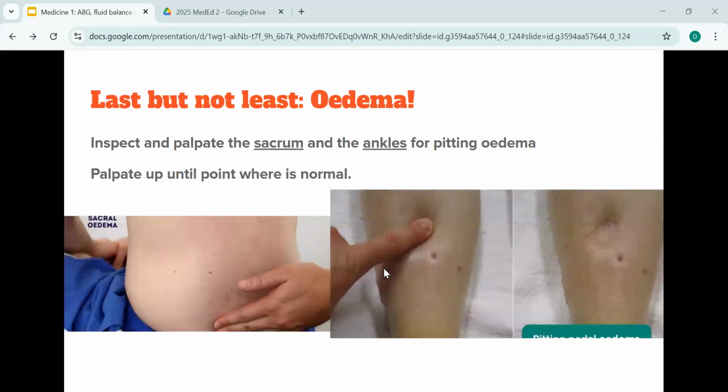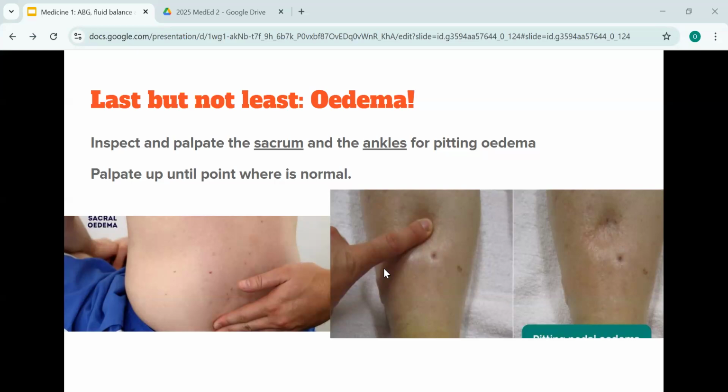Last but not least, we are going on to edema. So both sacral and ankle edema are really important to assess. See whether there's edema and check whether it's pitting or not. And it's really important that you find the level to which it rises to, because clinically, a more elderly individual who spends a lot of their day sat down in a chair, having a bit of pitting edema up to their malleolus is probably okay.